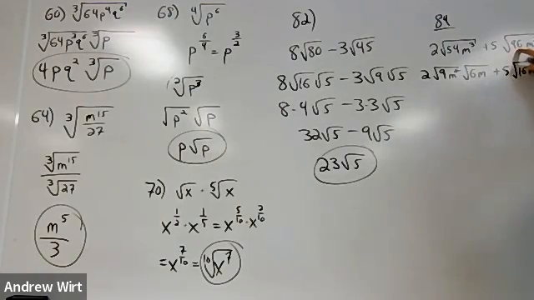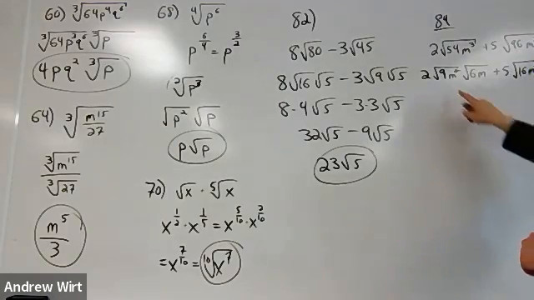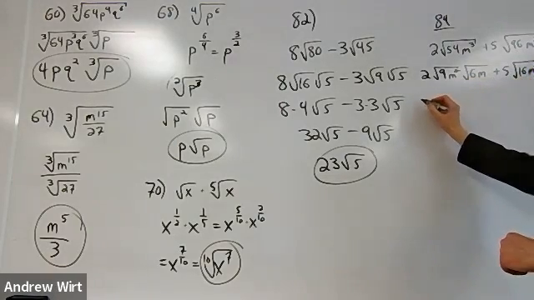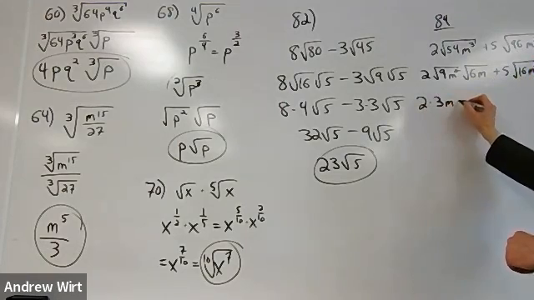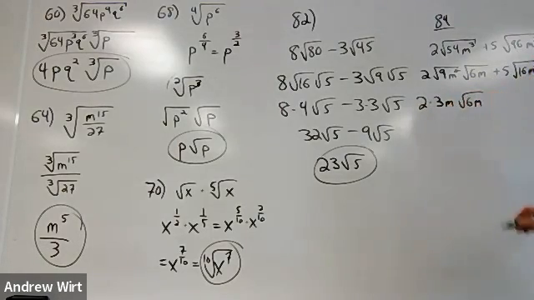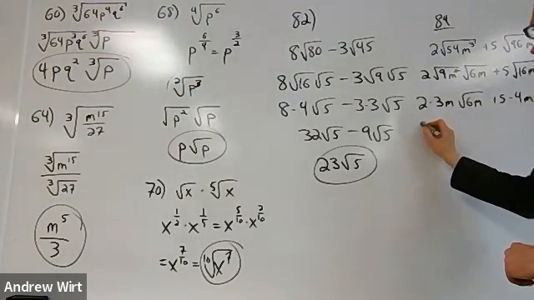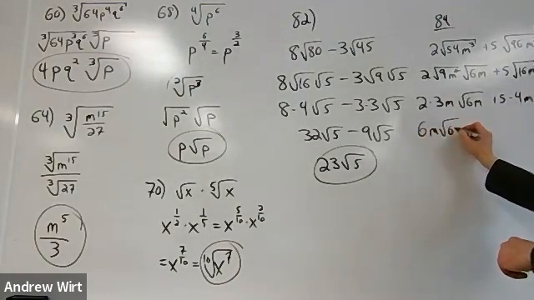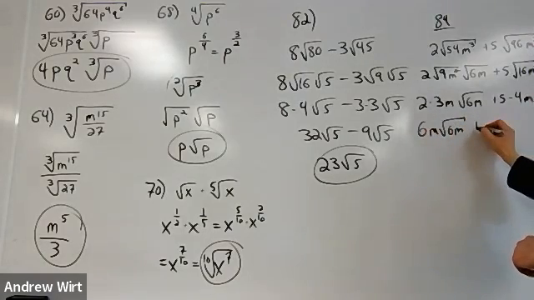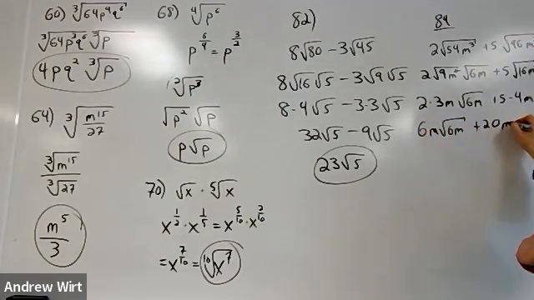We're breaking up 96 into 16m squared and 6m. All right, now let's simplify these two radicals. So we have 2 times 3m times the square root of 6m plus 5 times 4m times the square root of 6m. We can combine these, that gives us 6m times the square root of 6m plus 20m square root of 6m.